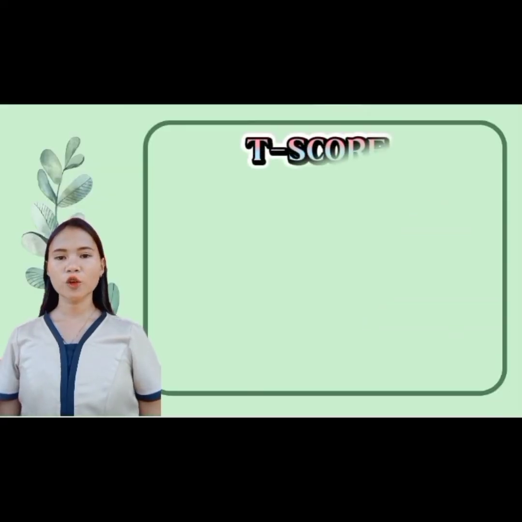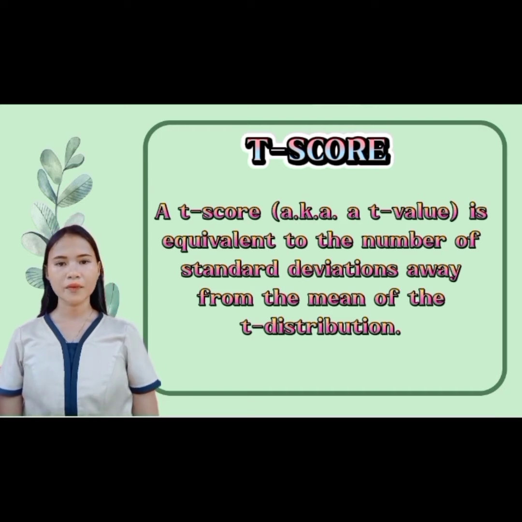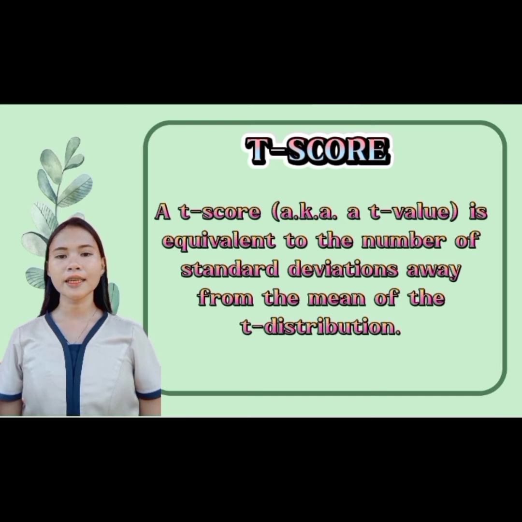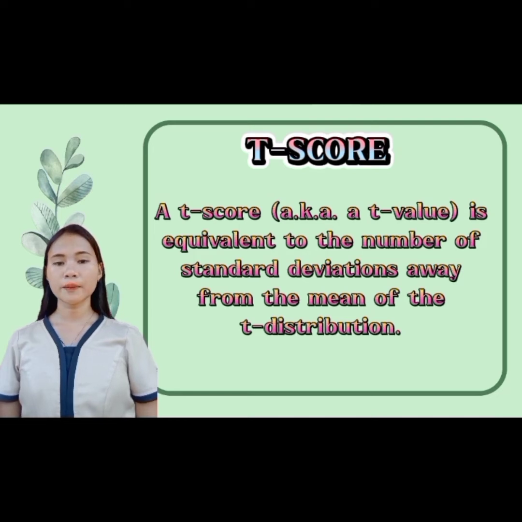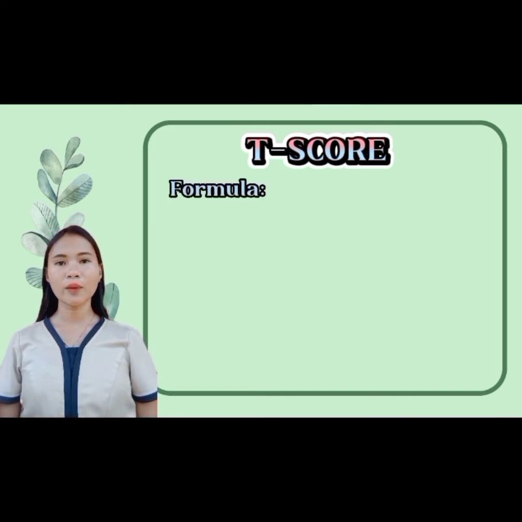Next is the t-score. A t-score, also known as a t-value, is equivalent to the number of standard deviations away from the mean of the t-distribution. The t-score is the test statistic used in t-tests and regression tests. It can also be used to describe how far from the mean an observation is in a t-distribution. In a t-score scale, the mean is set to 50 instead of 0 and the standard deviation is 10. To transform a z-score to a t-score, we multiply the z-score by 10 and add 50. So t equals 10z plus 50.